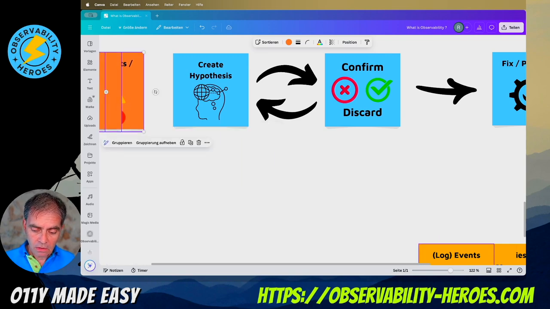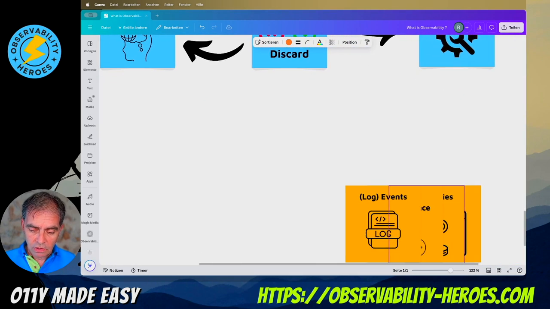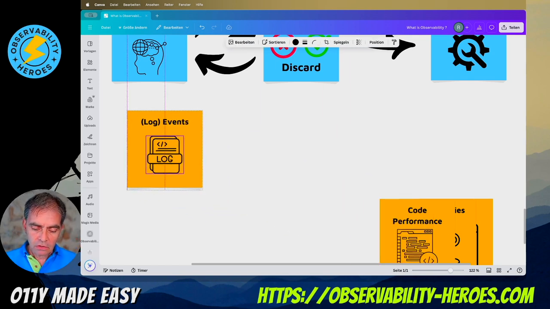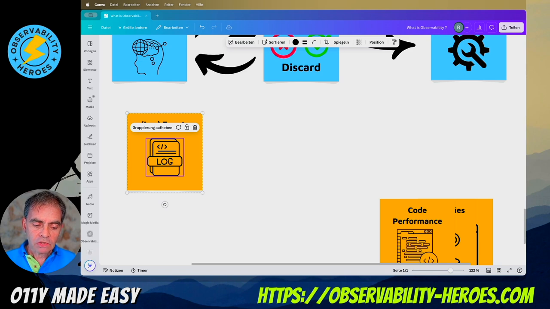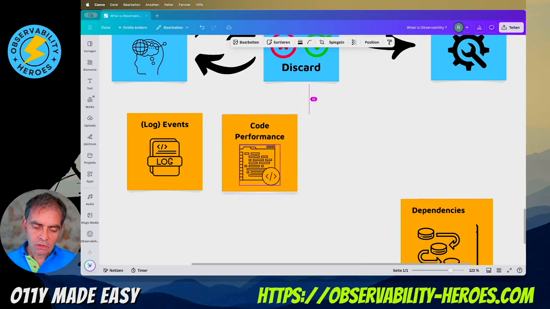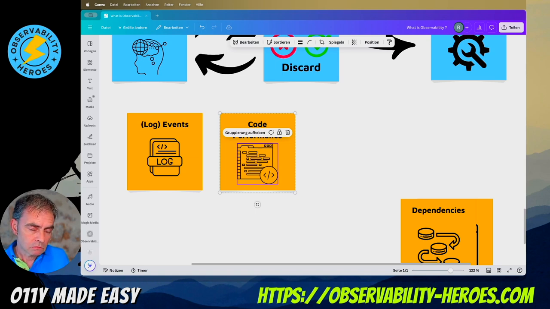Let's put those aside and let's go to the next round of things that we actually need. That is the types of data that we want. That's log events. Log events tell us if something is very likely to be the root cause or not, if we are following the right path. Then we can take a look at the code performance. This can be done with profiling or tracing or snapshotting, stack traces, something like that.